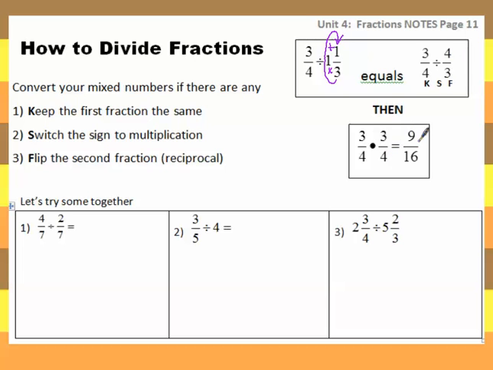It was 4/3. I do the reciprocal, it becomes 3/4. I go across the top, and then I go across the bottom. 3 times 3 is 9. 4 times 4 is 16.